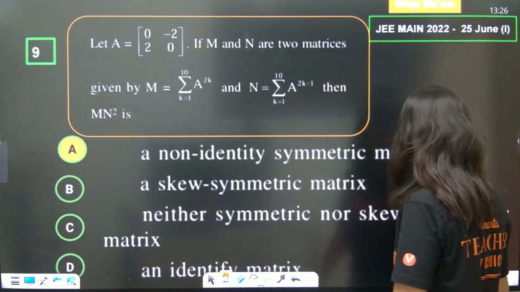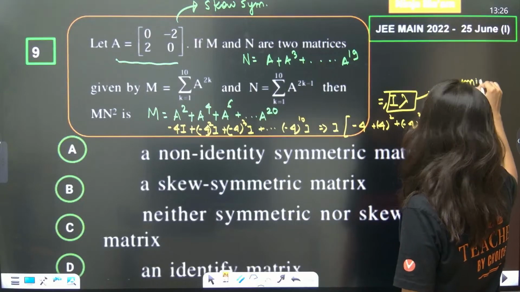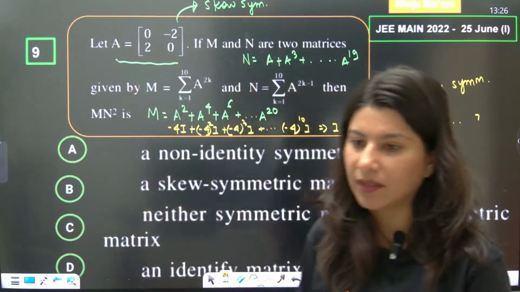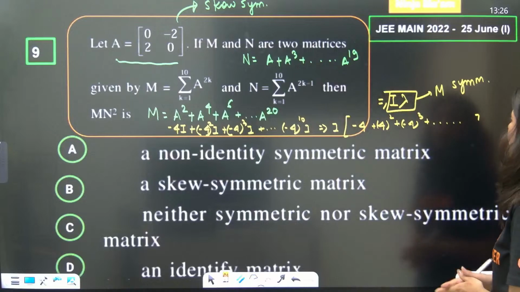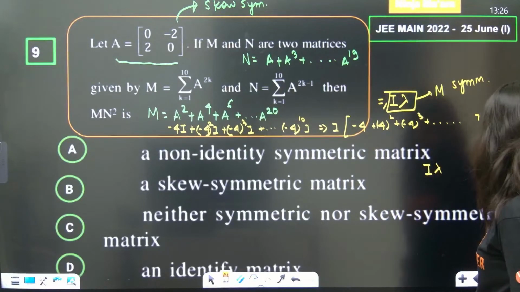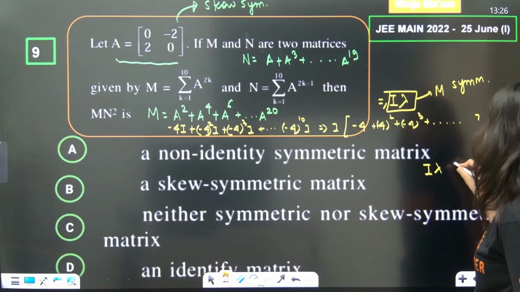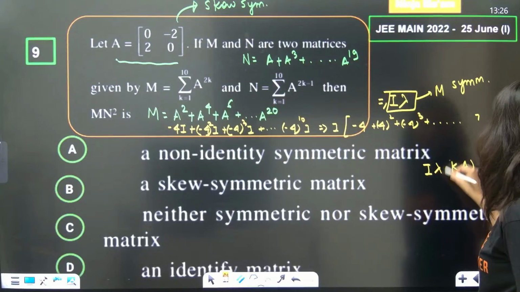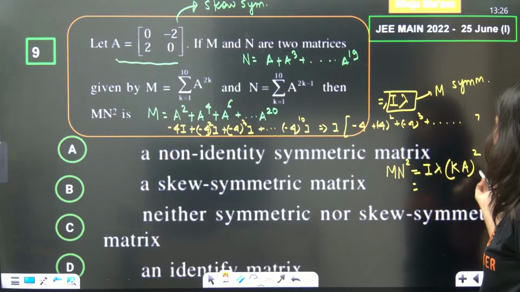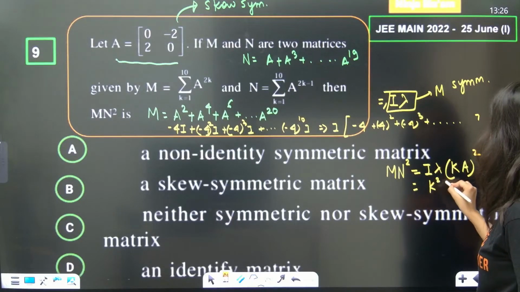And M, if I talk about M, this is your M. This is a symmetric matrix. Alright, N square. Now see, M into N square. So M is I times lambda, correct? And what about this? This is A lambda square, so K A square. This is your M N square. So the identity will get multiplied with this. So this is K square A square.